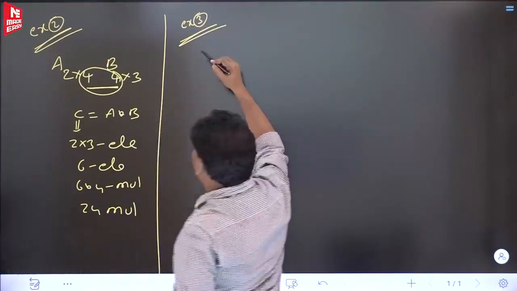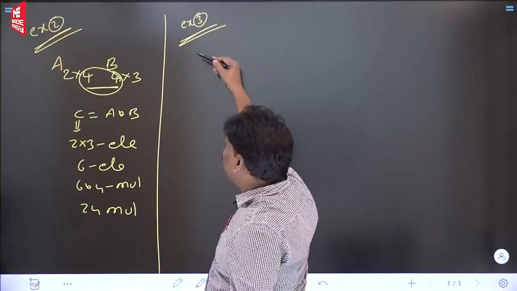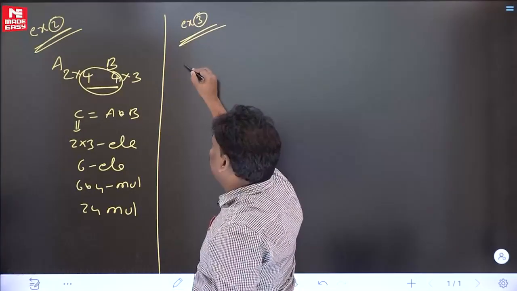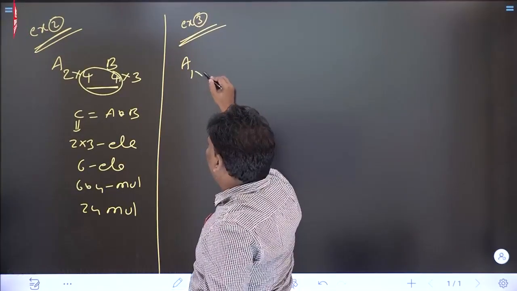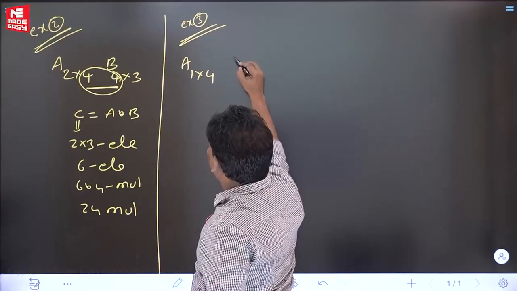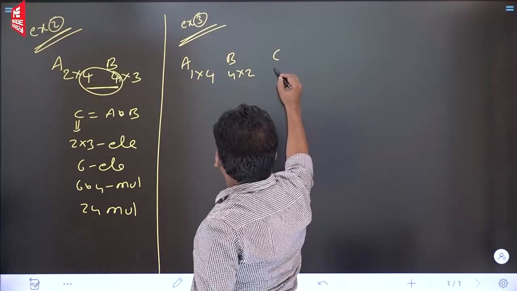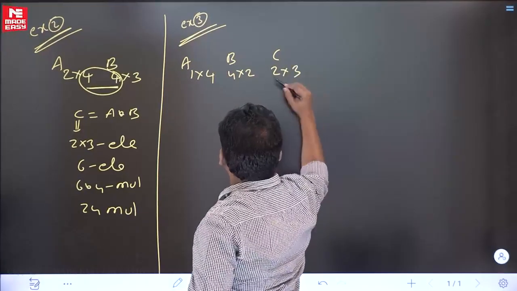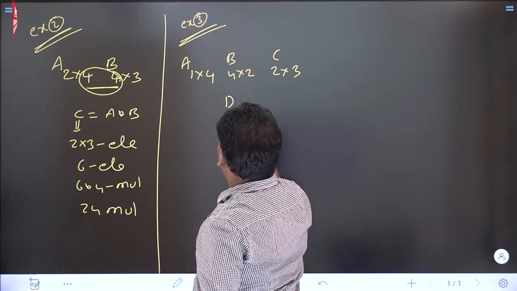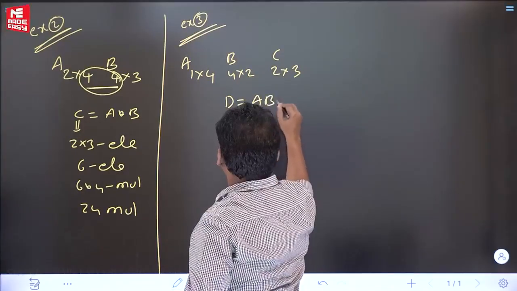Example 3. Make sure that you clearly follow this. From now onwards, please be comfortable at least now. A is 1 by 4, B is 4 by 2, C is 2 by 3, D is equal to ABC.